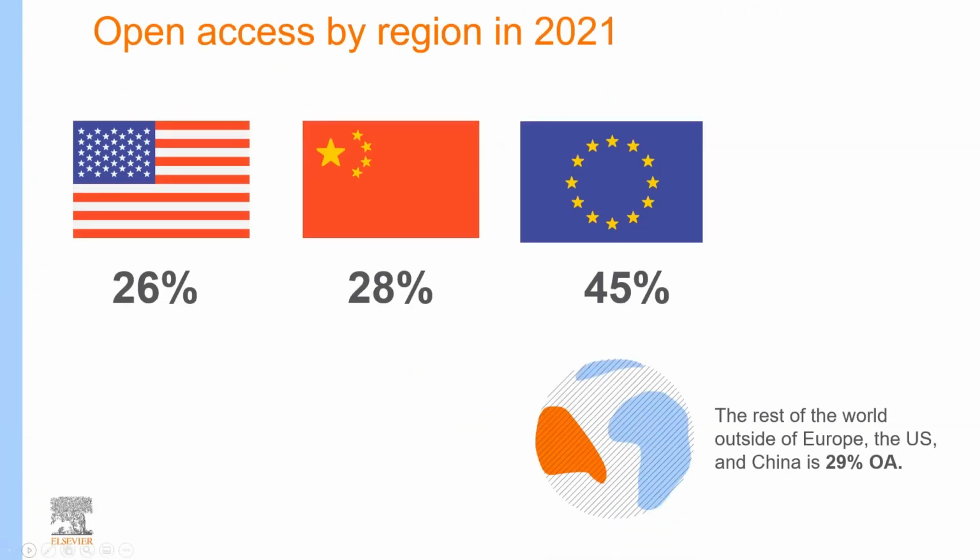Okay, and just to let you know a little bit how it looks worldwide. So in the USA, in 2021, we saw 26% open access articles. In China, 28%, and you can see Europe, which is most advanced right now, mainly because of these open access policies I showed you. It's 45%, and all of those numbers are growing. This is like a huge trend. So that's why we have this webinar today, and we're discussing this topic, because this is a very important thing going on right now. And for the rest of the world, it is 29% open access articles right now.